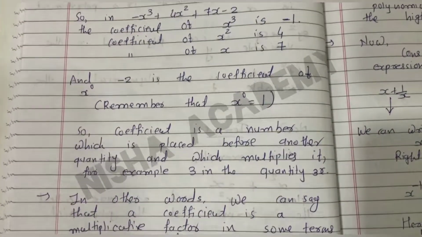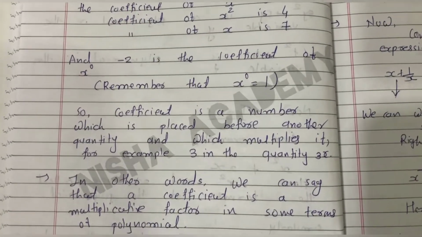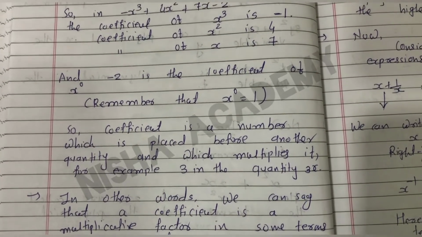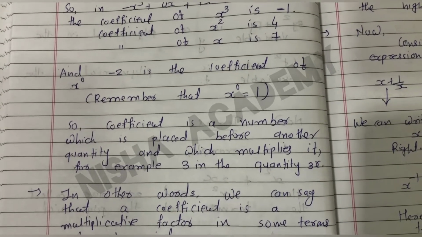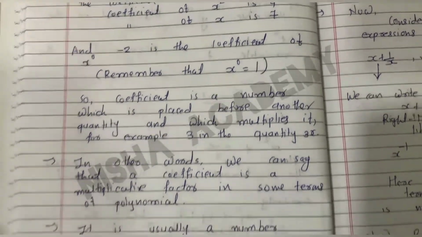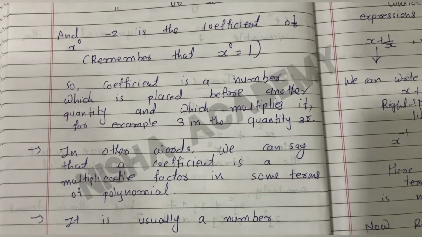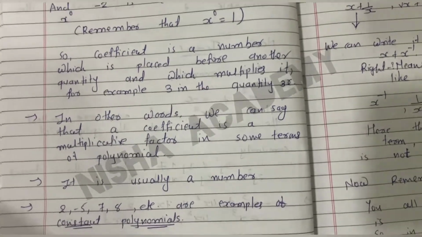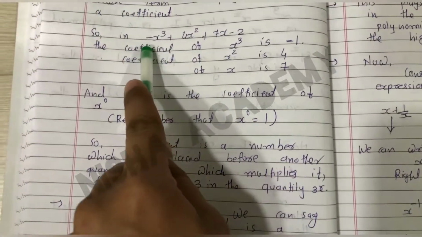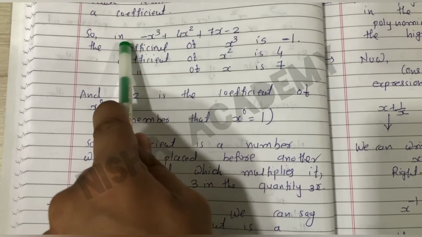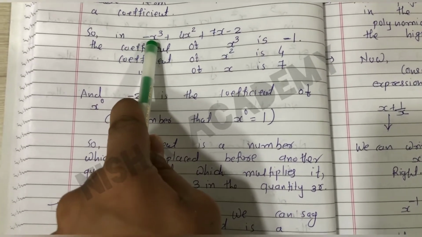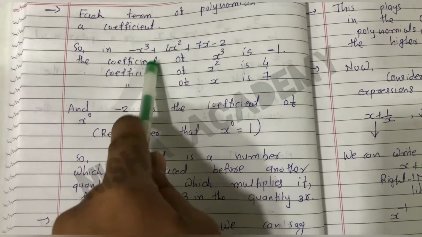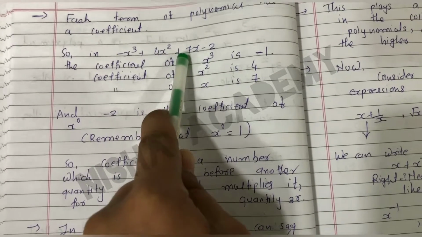So what is a coefficient? The conclusion is that a coefficient is a number placed just before another quantity, which multiplies it, right? For example, in the quantity 3x, the coefficient is 3. In other words, a coefficient is a multiplicative factor in some term of a polynomial. It is usually a number. Here, in minus x cube the coefficient is minus 1, in 4x square it is 4, and in 7x it is 7.